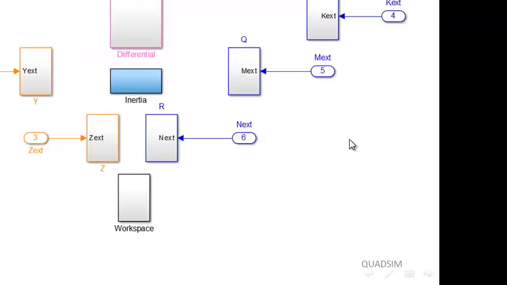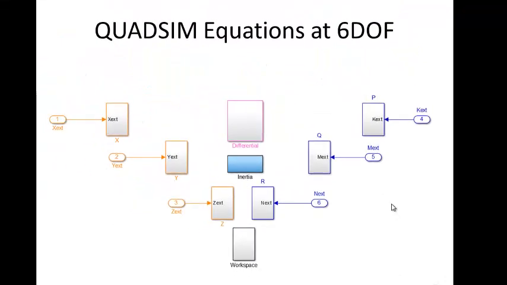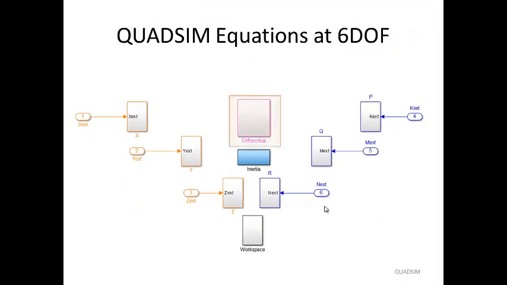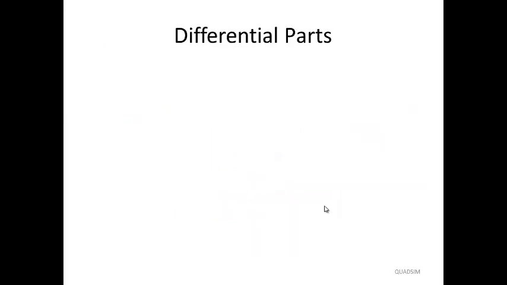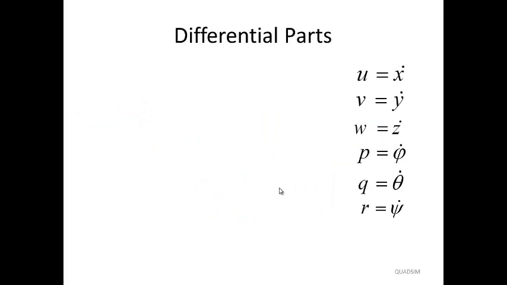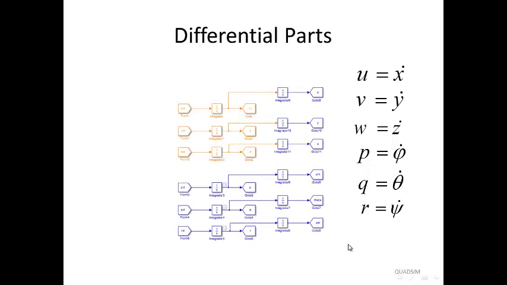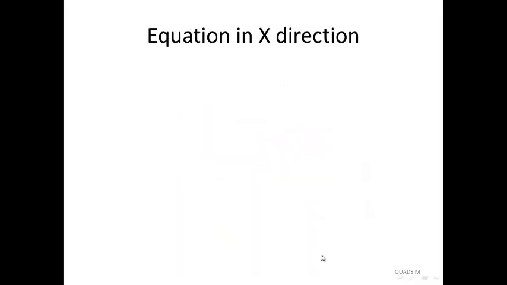But what about the Quadsim equations and the six degrees of freedom? As you see, we have differential equations and we split the algebraic equations. In the differential parts, you can see u is x dot, v is y dot, w is z dot, p is phi dot, q is theta dot, and r is psi dot. And you can see the blocks in Simulink with initial conditions that can be displayed inside the area of this integral block.